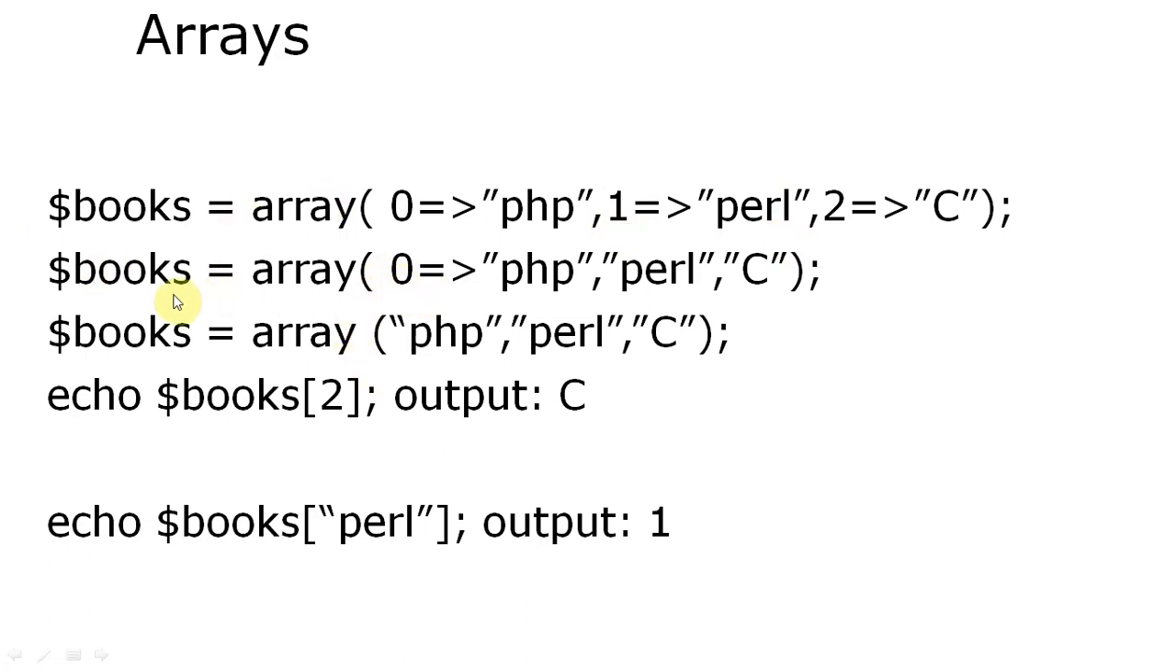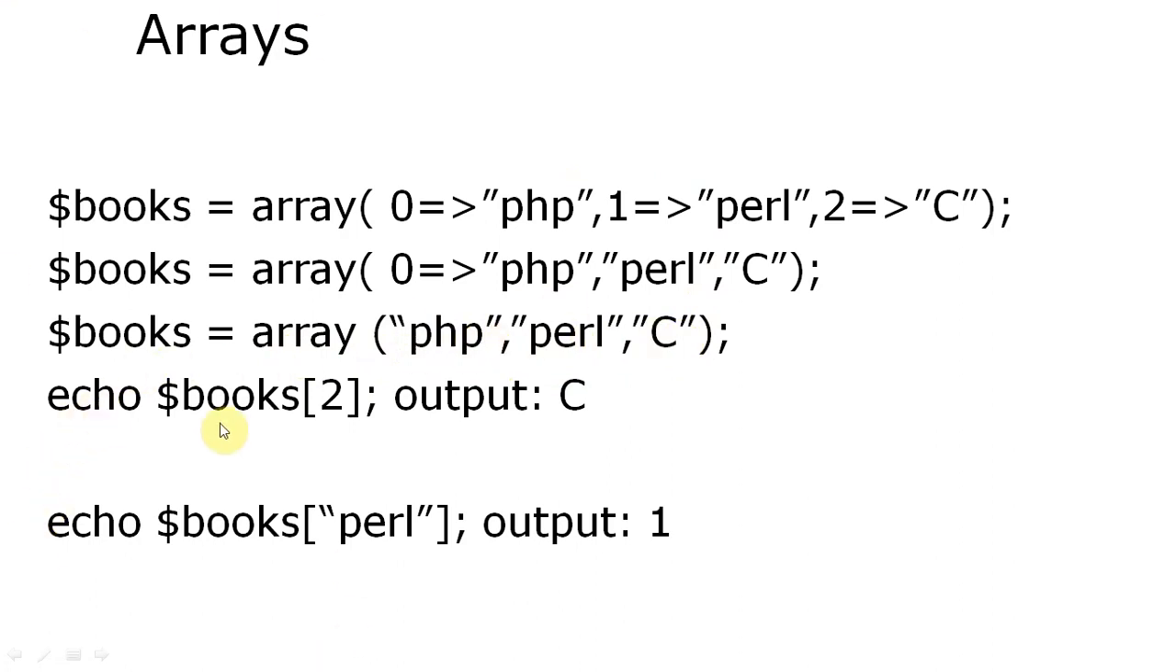So directly we mention position 0. This is another way, and this is the third way, where again we are writing dollar books equals to array, and PHP, Perl and C are three values which we are storing in the array. So accordingly PHP will be stored at position 0, Perl at position 1, and C at position 2. In this way we are storing these three values in the array.